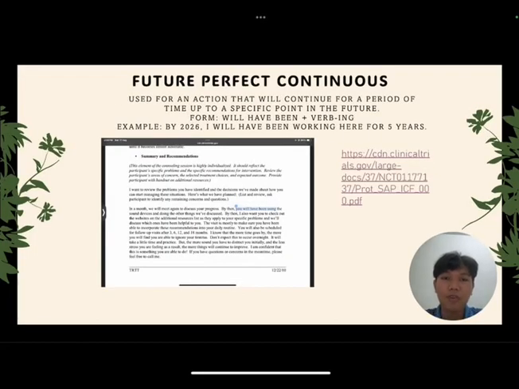Lastly, we have future perfect continuous. Future perfect continuous is used for an action that will continue for a period of time up to a specific point in the future. Form: we will have been plus verb-ing. Example, by 2026 I will have been working here for 5 years.